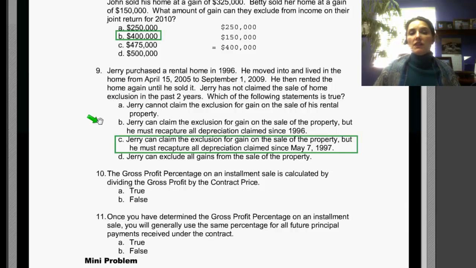B, Jerry claimed the exclusion for gain on the sale of the property, but he must report or recapture all depreciation claims since 1996. Well, 1996 is simply the wrong date. You're kind of hinting at the right information there, but the correct date is actually May 7, 1997. So where it says Jerry can claim the exclusion for gain on the sale of the property, but he must recapture all depreciation claims since May 7, 1997, that is the true statement.